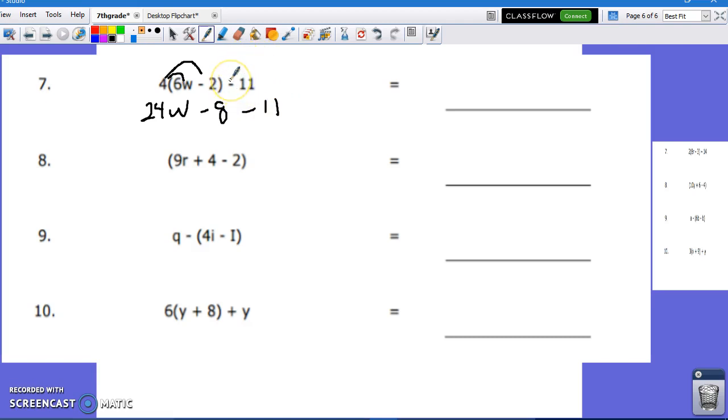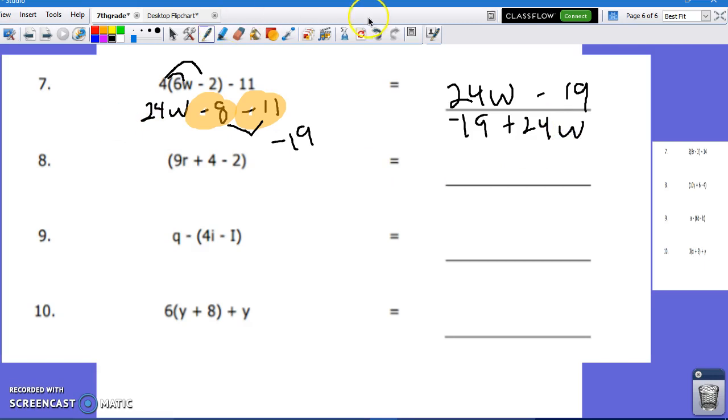Once I combine like terms, you should notice that these two terms are a negative and a negative. Remember, the word combine means add. So what I'm really looking at is negative 8 plus a negative 11. As you know, that's going to give you a negative 19. So if I put my answer together, I have 24w and a negative 19. I've also seen it written this way, and this is also correct: negative 19 plus 24w.